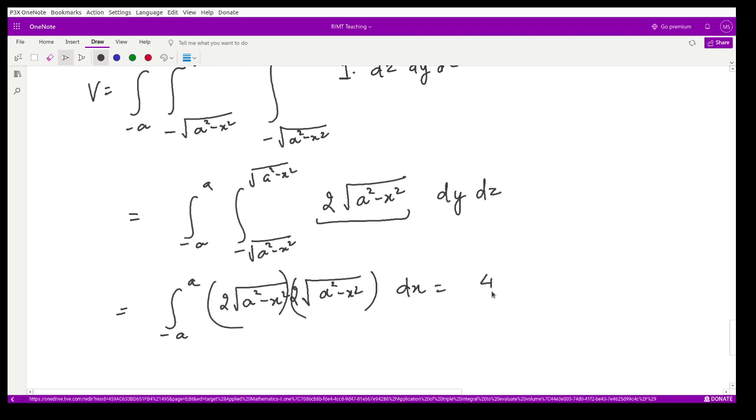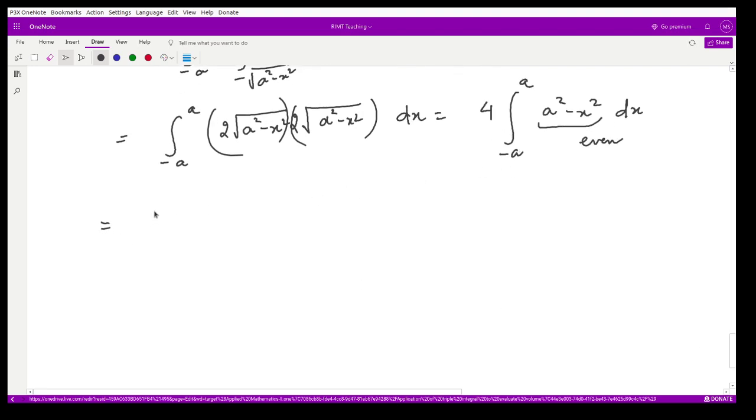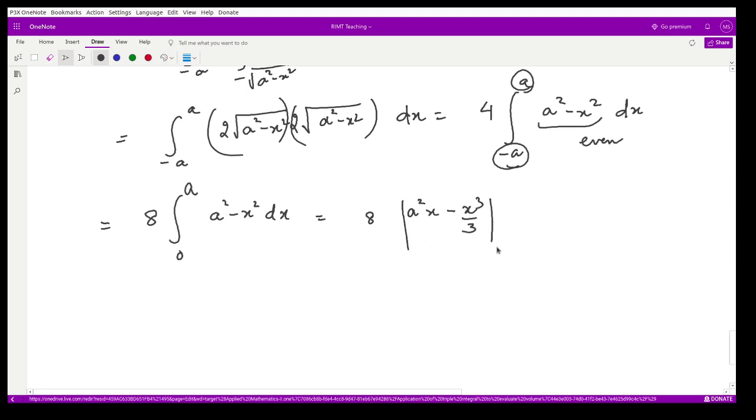So this simplifies to 4 outside, integration from minus a to a of square root of a square minus x square dx. Now because this is an even function, we can write this as 2 times, that means 8 here. The integration limits change from minus a to a to 0 to a. So you have square root of a square minus x square dx, and what is the integration? Its integration is very simple, 8 times a square x minus x cube by 3, and the integration limits from 0 to a. So your final answer comes out to be 16a cube by 3.